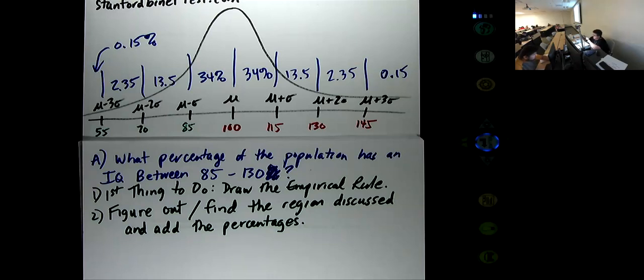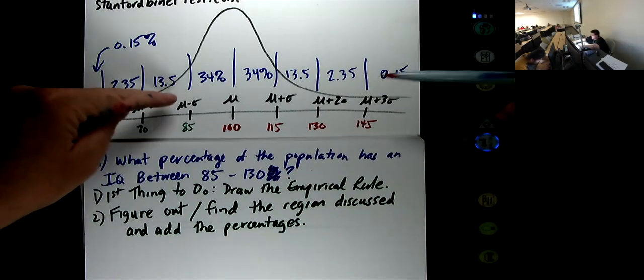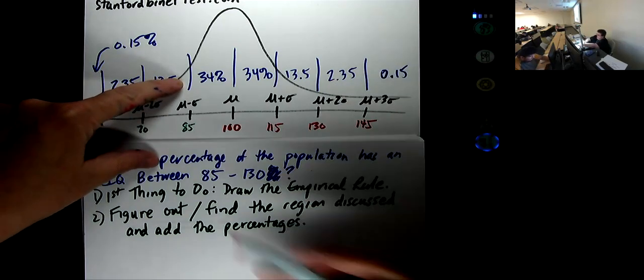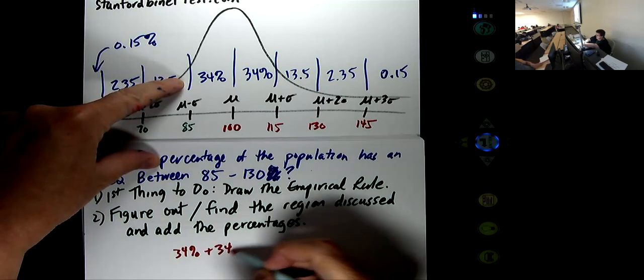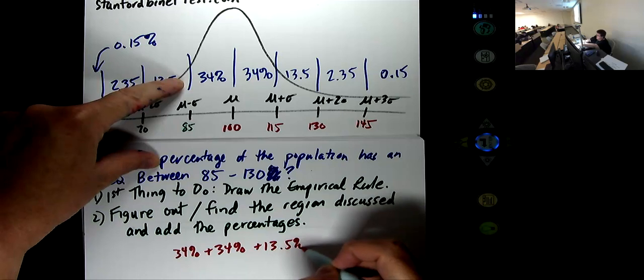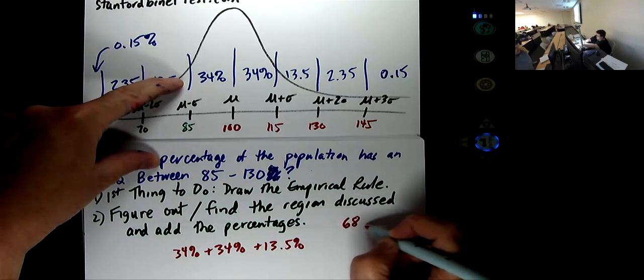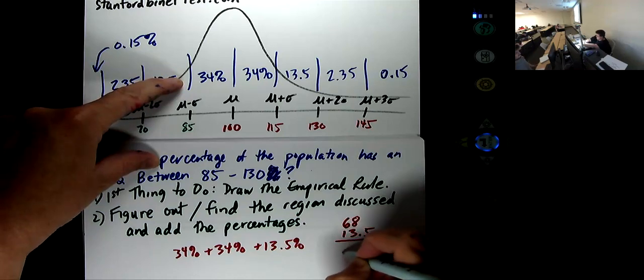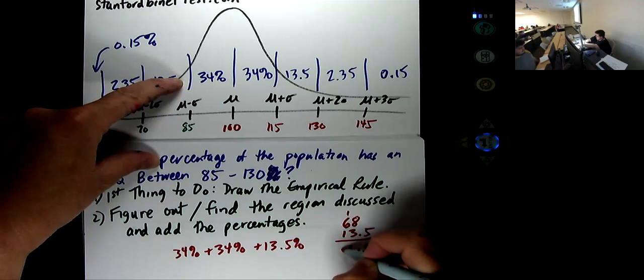So 85 is right here and 130 is here. I have 34% plus 34% plus 13.5%. I know the 34 and 34 is 68. 68 plus 13.5 is, I got a 0.5, I got a 1, I carry a 1. 81.5%.